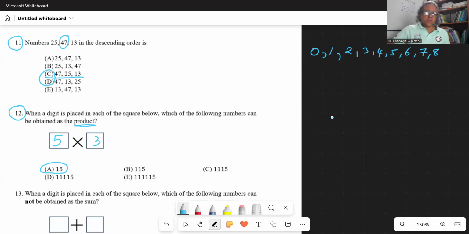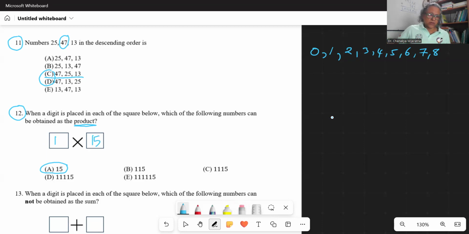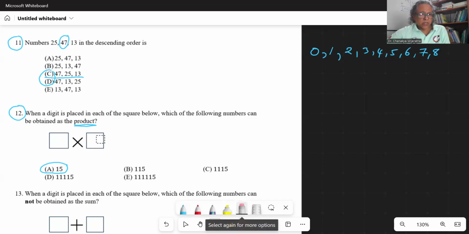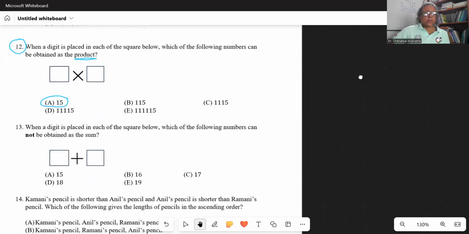You might consider it as different from 3 times 5, but we know that the order in multiplication doesn't matter. All right, what about this one? We put 1 here and 15 here. The product is 15, but 15 is not a digit, so this is also not correct. All right, let's go to the next question.